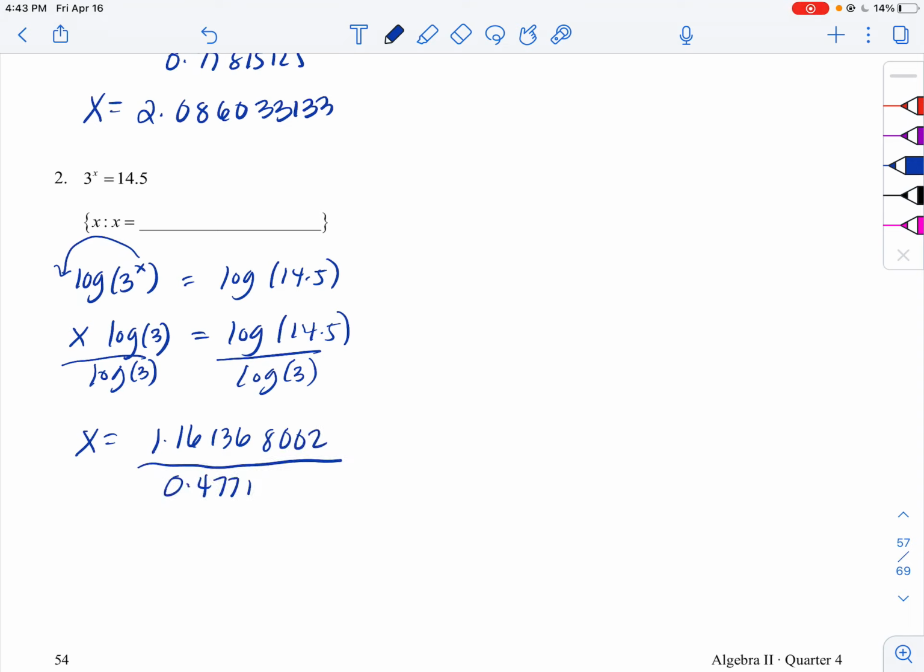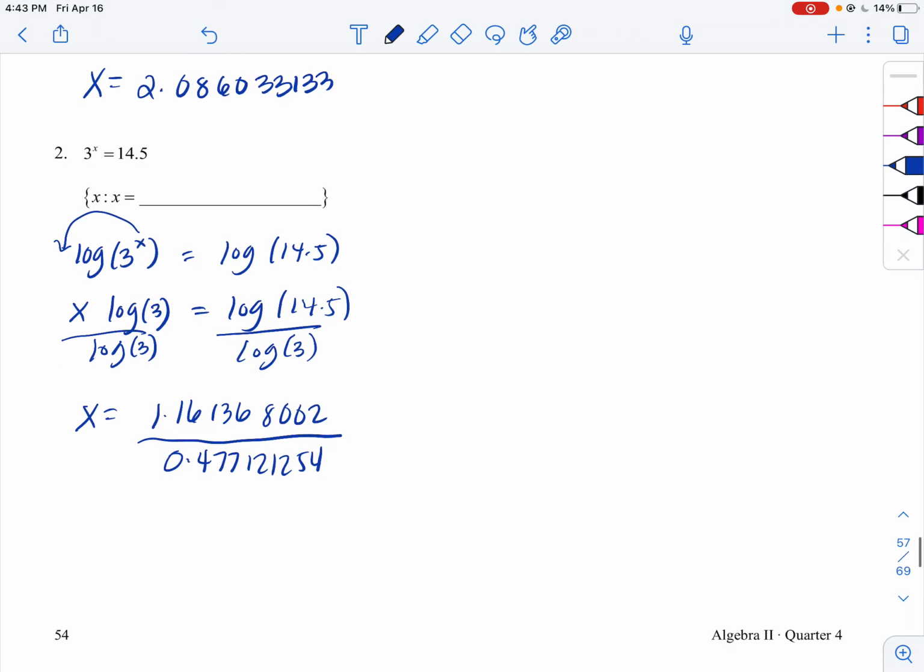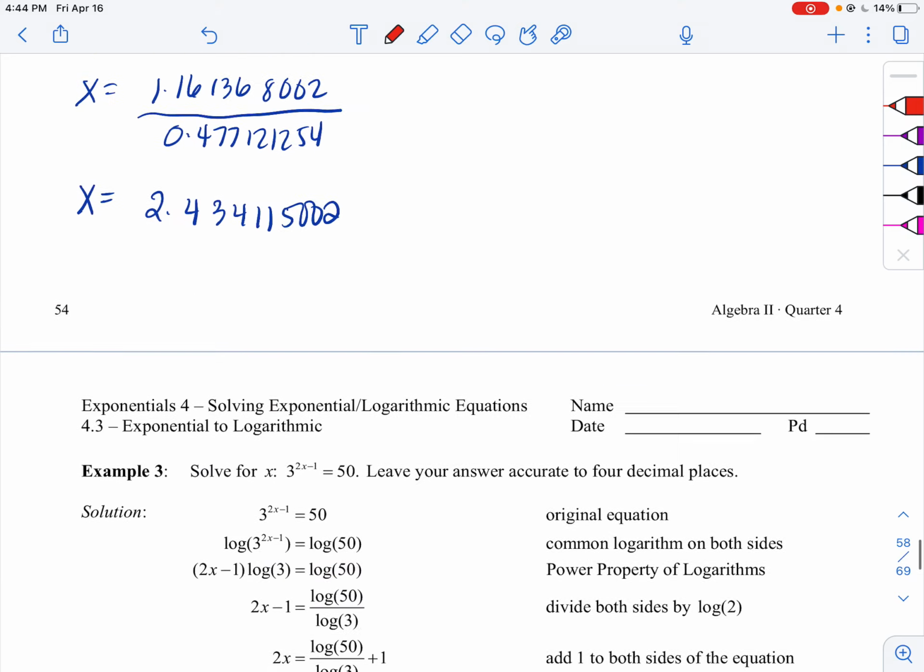over log of 3. This is the lesson where we have to have a calculator, because this is something we cannot do in our heads. So if I divide these two numbers, hopefully you will get 2.434115002. Again, I have to round my final answer, so I don't really need to write that whole entire decimal. I can leave my answer as 2.4341. Okay, that's it. Moving on.